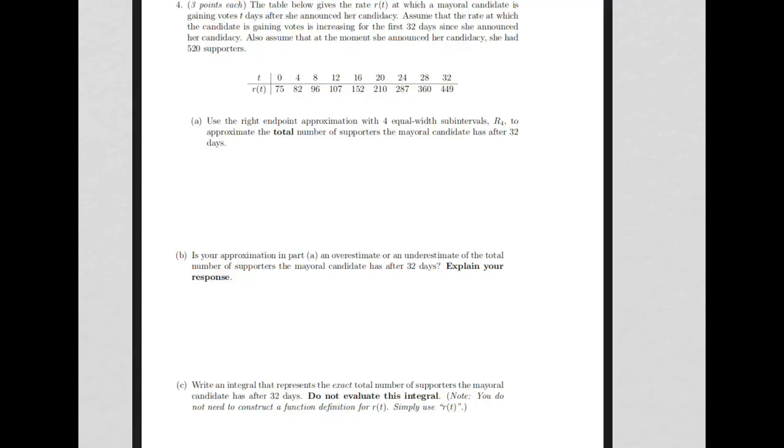And so remember, this is a rate. R of t is a rate, and it's going to be the rate at which the candidate is gaining votes, so votes per day. And t is days after announcing.